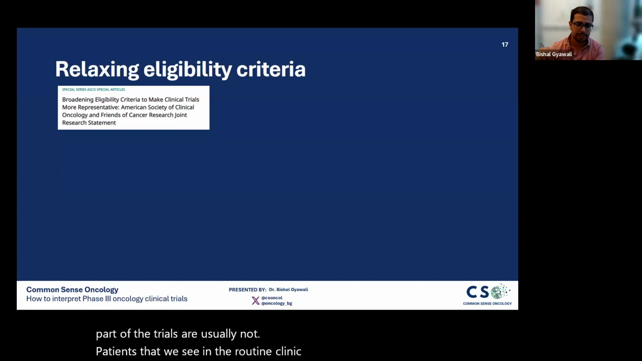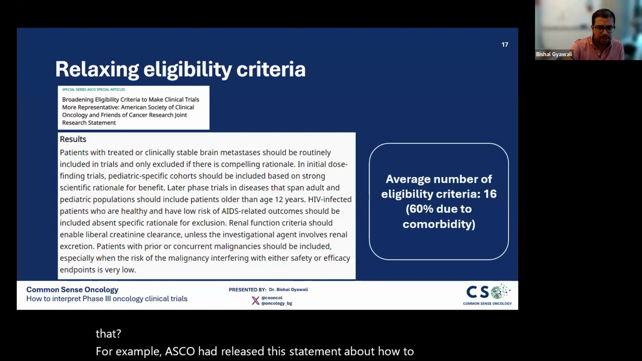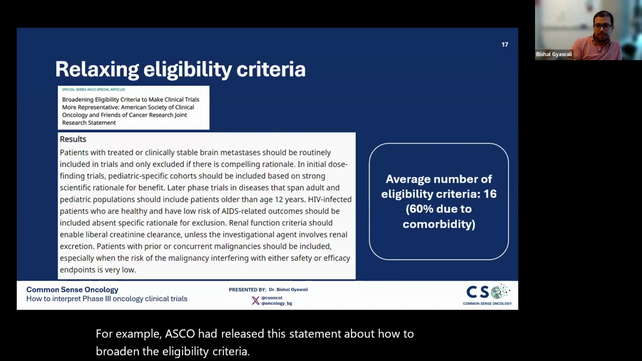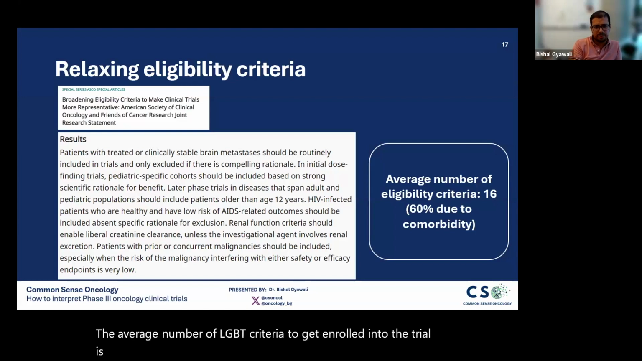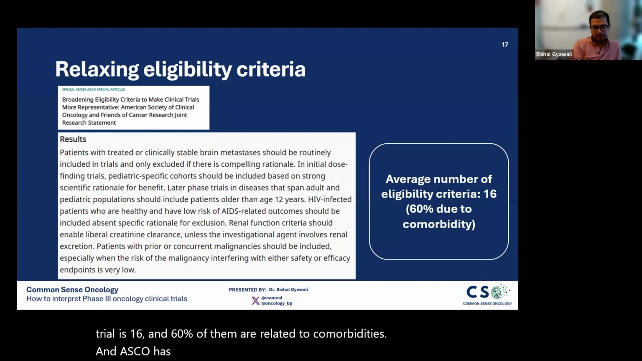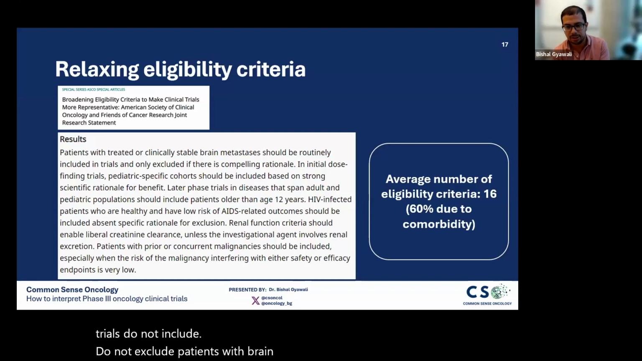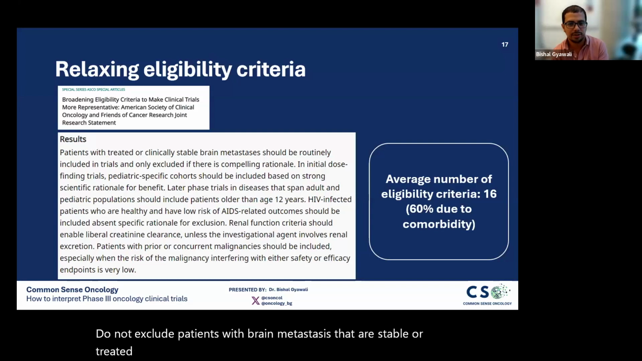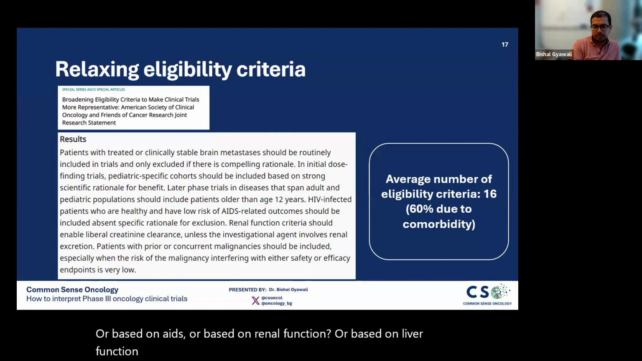And what do we mean by that? For example, ASCO had released this statement about how to broaden the eligibility criteria. The average number of eligibility criteria to get enrolled into the trial is 16, and 60% of them are related to comorbidities. And ASCO has made this statement asking specifically that the trials do not exclude patients with brain metastasis that are stable or treated routinely from trials, or based on age, or based on renal function, or based on liver function.